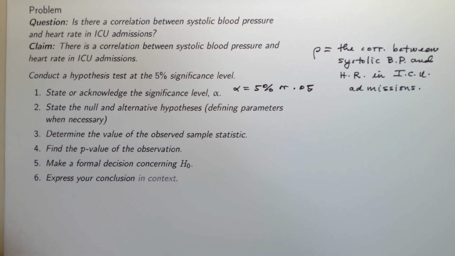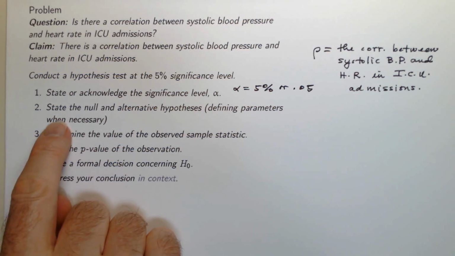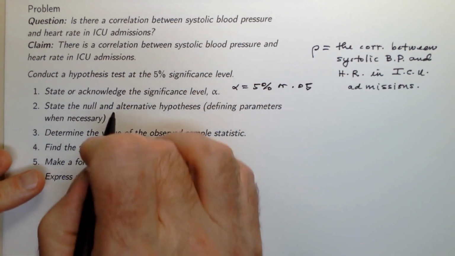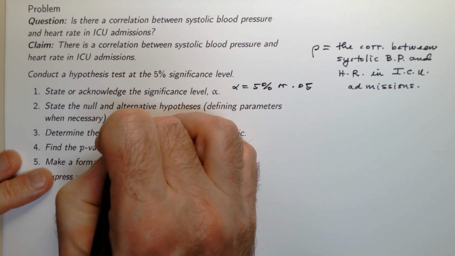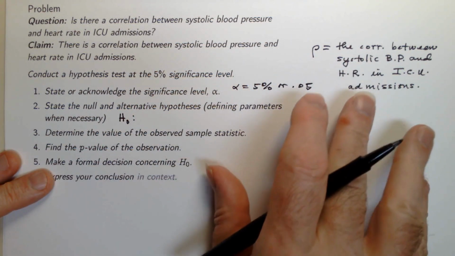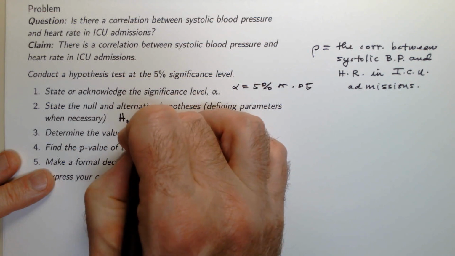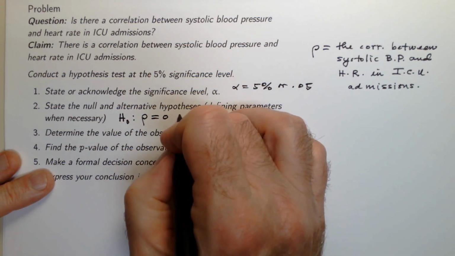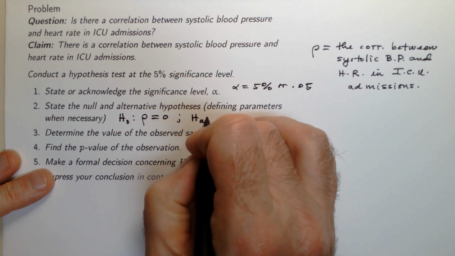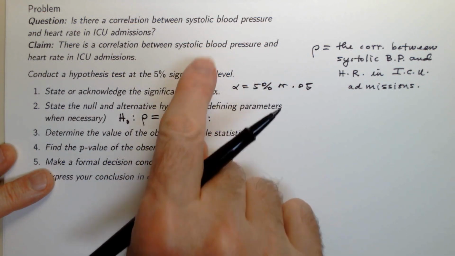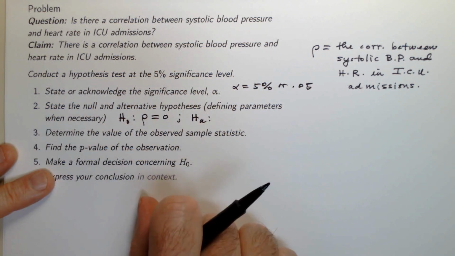All right, so state the null and alternative hypotheses defining parameters when necessary. So our parameter is rho, that's the parameter we're interested in. Now the null hypothesis is the hypothesis of no effect. We're imagining that these are uncorrelated, so we're going to say that rho is equal to 0. The alternative hypothesis is consistent with this claim that there is in fact a correlation between systolic blood pressure and heart rate in these ICU admissions.